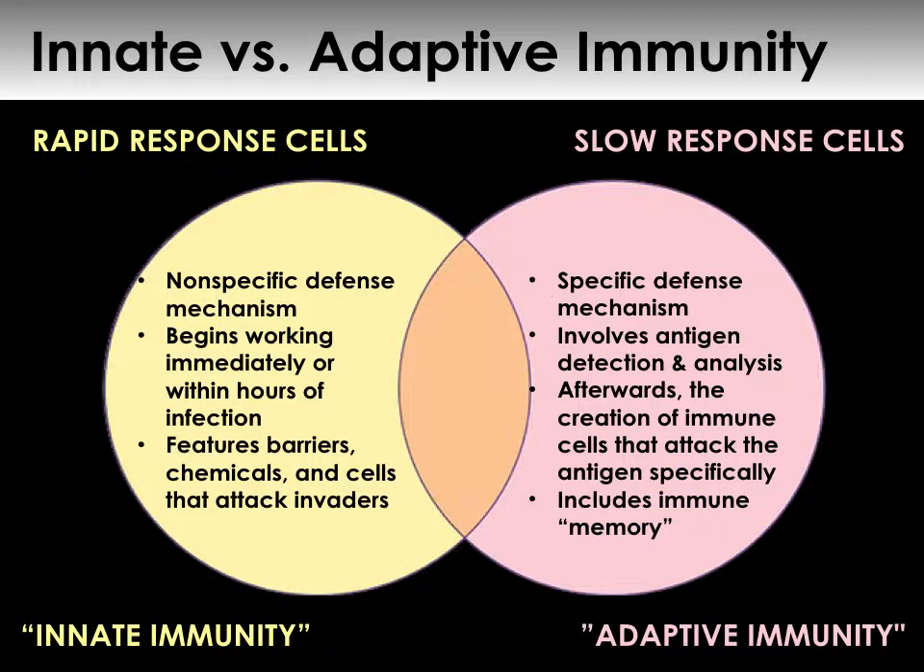Slow response cells in the adaptive immunity category are specific defense mechanisms. They involve antigen detection and analysis, and afterward there's a creation of immune cells that attack the antigen specifically. Includes immune memory, which we will talk about.